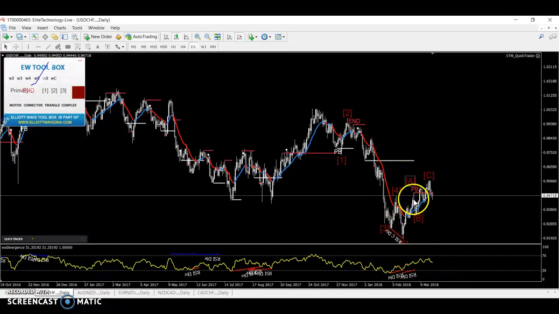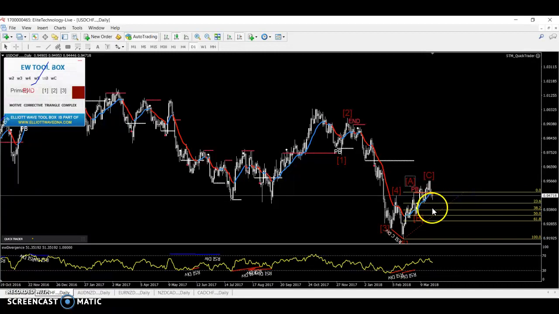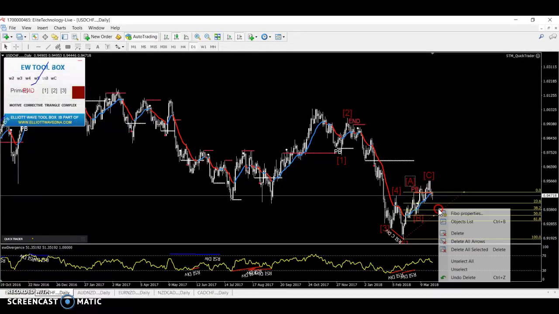And then you see a push up for wave A, down for B, and up for C. So taking a look here, retracing wave A, this hits exactly the 50 level, which is what we're looking for before another push up for C.